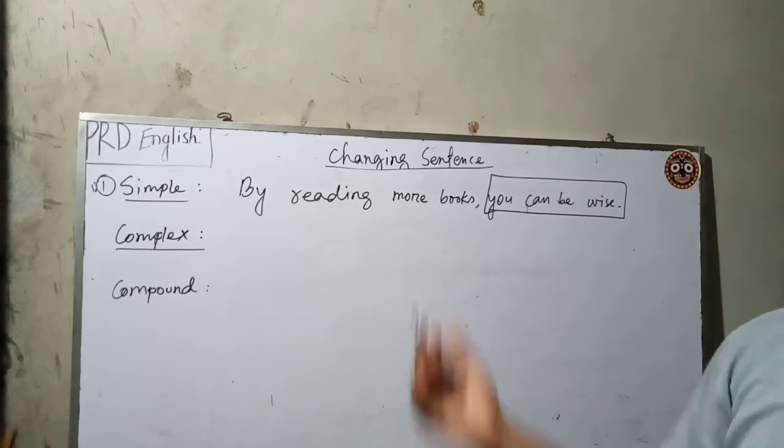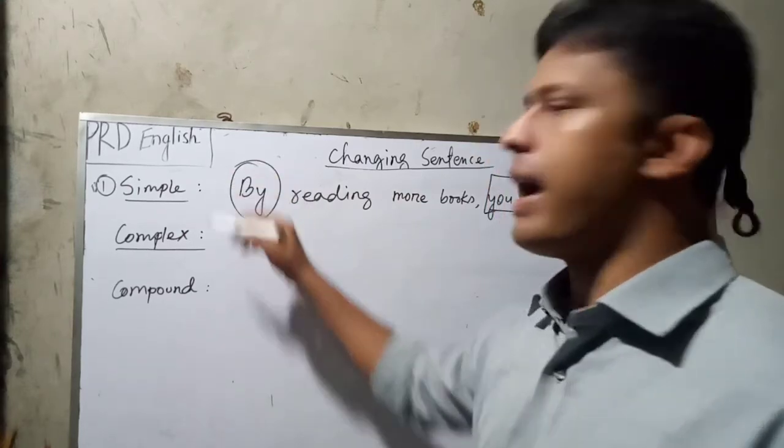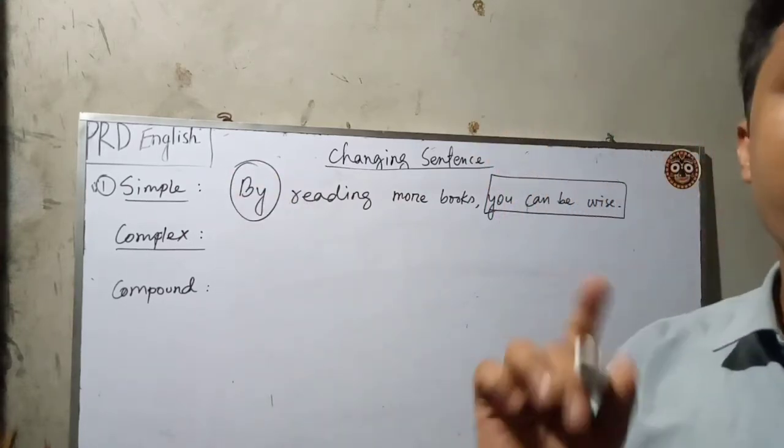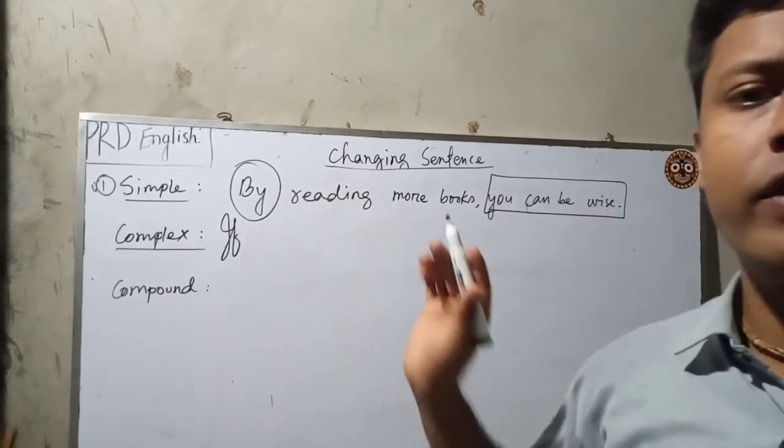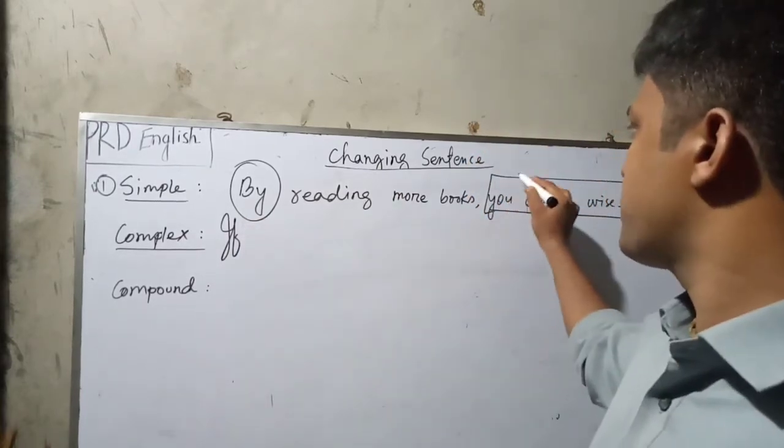Now how to change it? Instead of by, in complex we must put if. You can see here I have given if, then this subject, you.